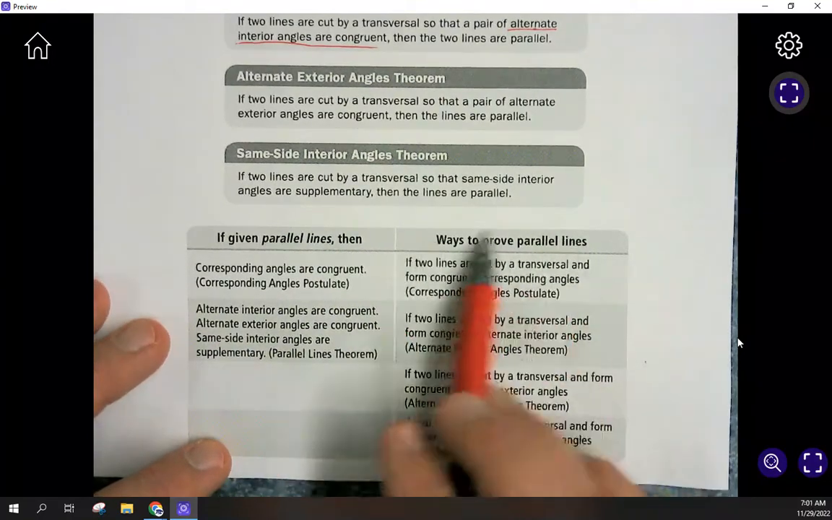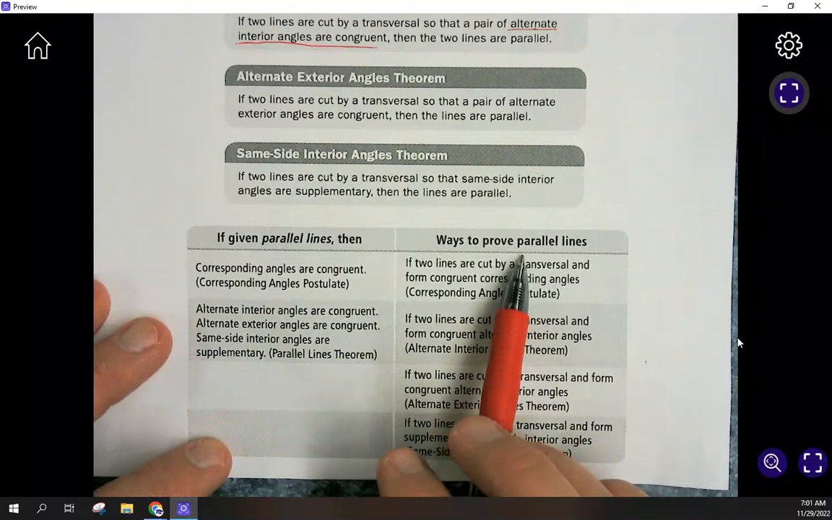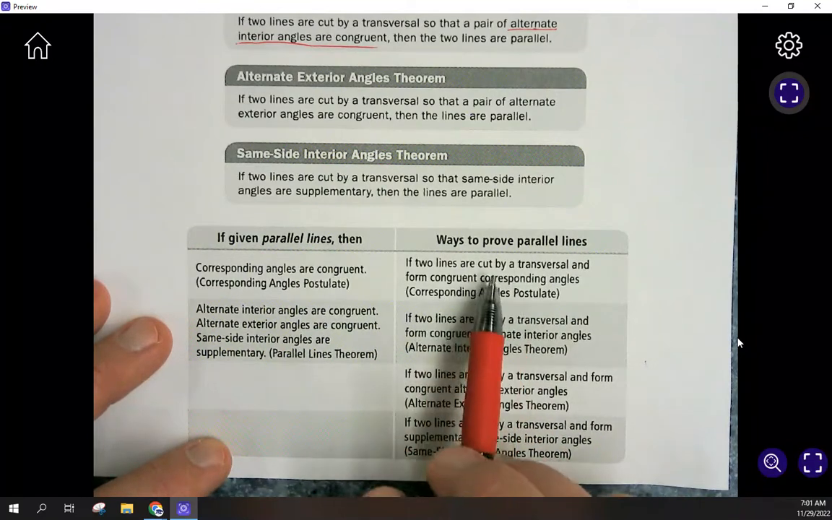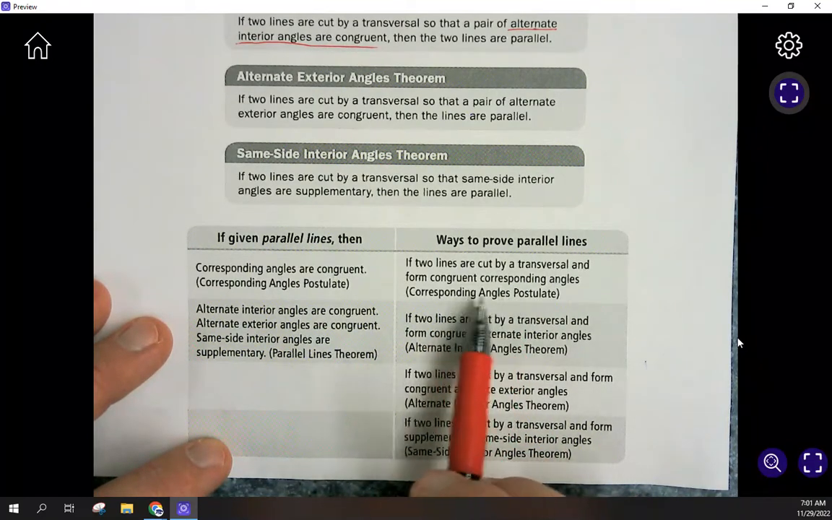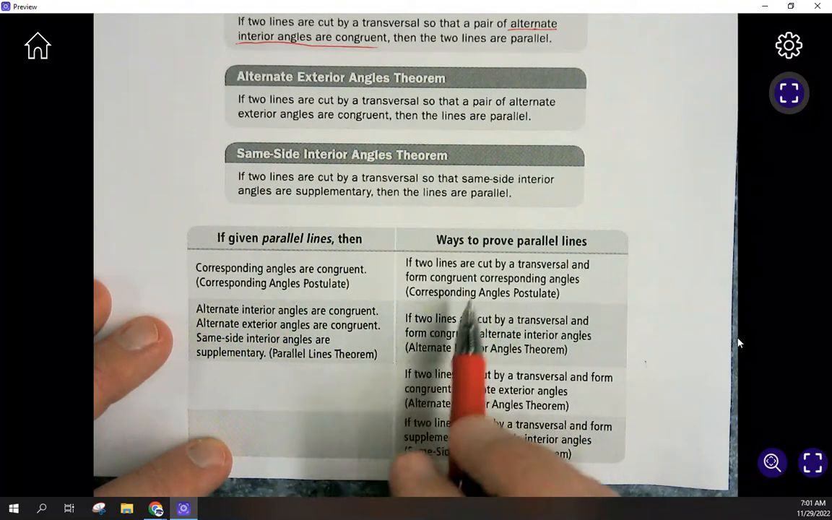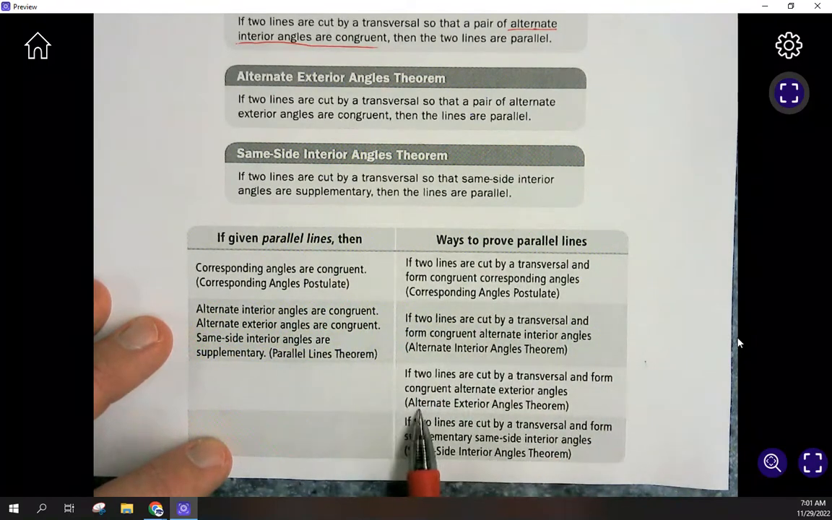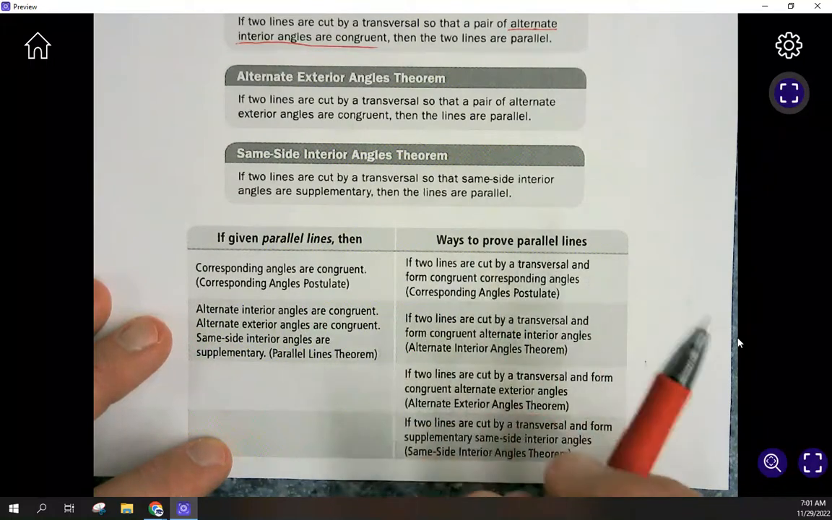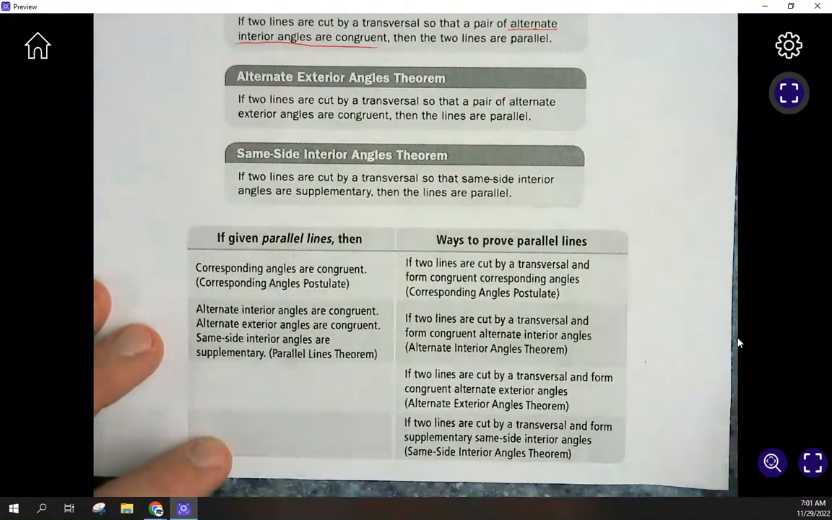And then if I'm going the other way, I need to prove that the lines are parallel. Well, take a look. Are corresponding angles equal? Yes, then I can prove they're parallel. Are alternate interior angles equal? Yes, then I can prove that they're parallel. Same thing with alternate exterior. And are my same side interior S, S, S, are they supplementary? If I see supplementary same sides, then I can prove that these are parallel using these theorems.